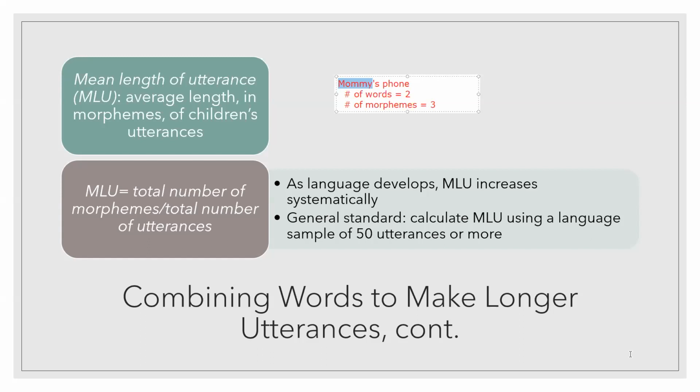So we have mommy, which is 1 morpheme. And we have the plural, not plural, the possessive affix, which is a grammatical morpheme. It is a bound morpheme, so it's the possessive, and it counts as a morpheme too, as well. And in fact, the second morpheme. So mommy's is 2 morphemes and phone is 1. And that gives us a total of 3 morphemes.